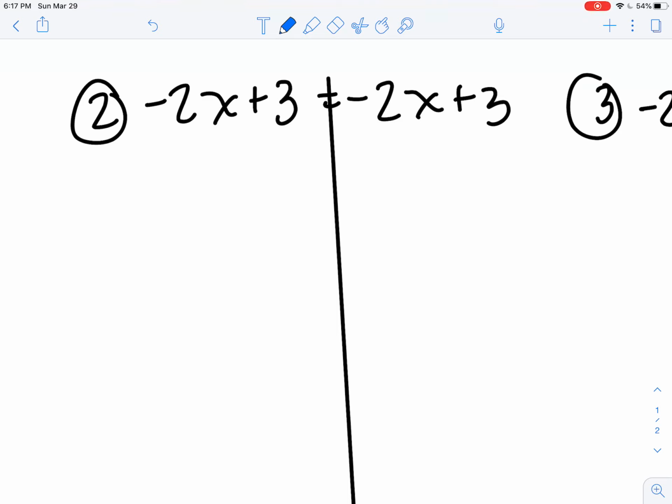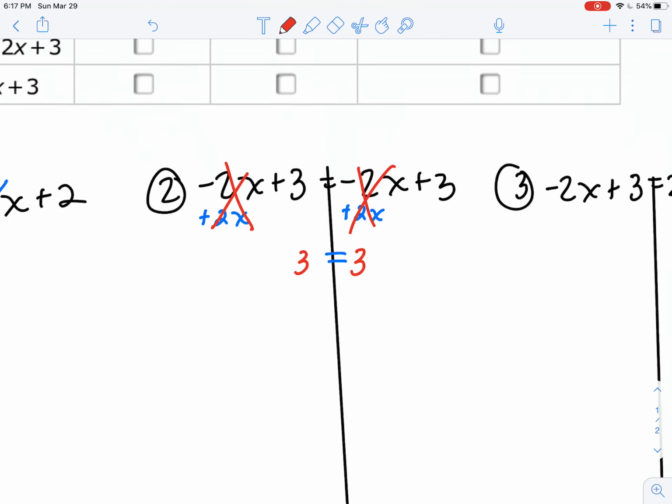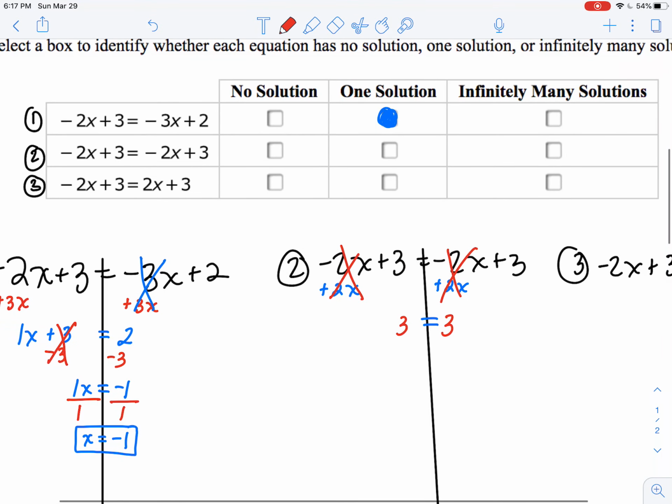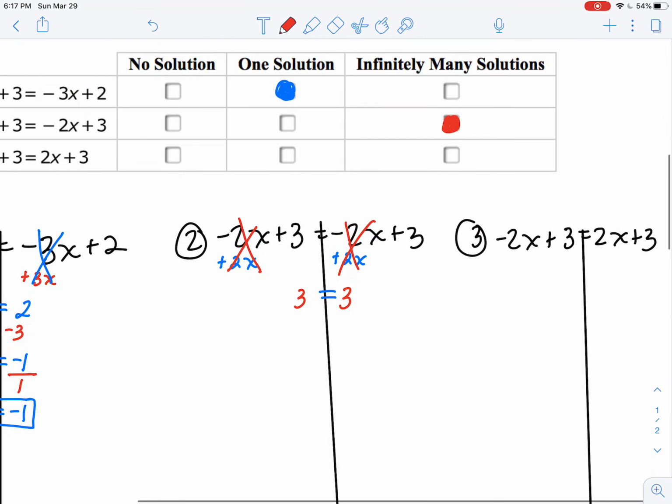So the opposite of a negative 2x is adding 2x to both sides. Okay. On the left, they cancel out, and I'm able to drop down the 3. On the right, they cancel out, and I'm able to drop down another 3. Now, 3 equals 3, based on our definitions from up above, was what type of solution? Infinitely many. That's a true statement. Okay. And now last one, number 3.